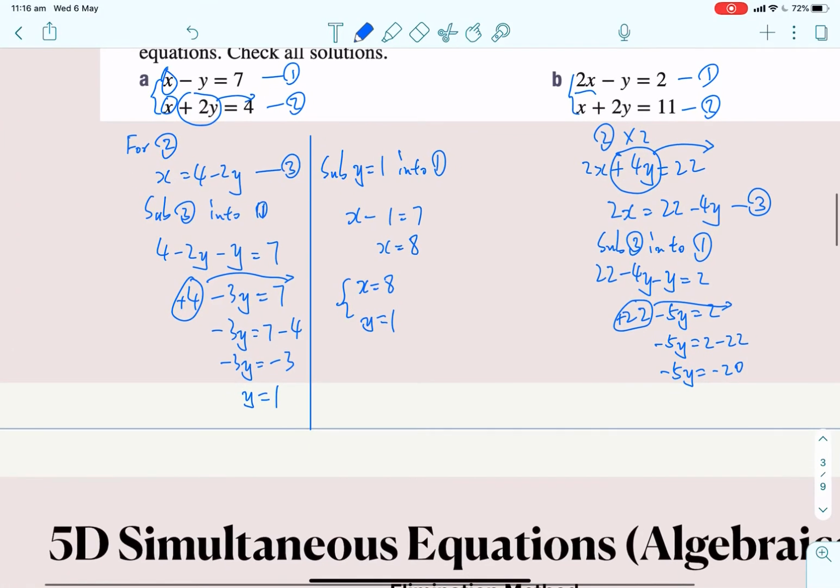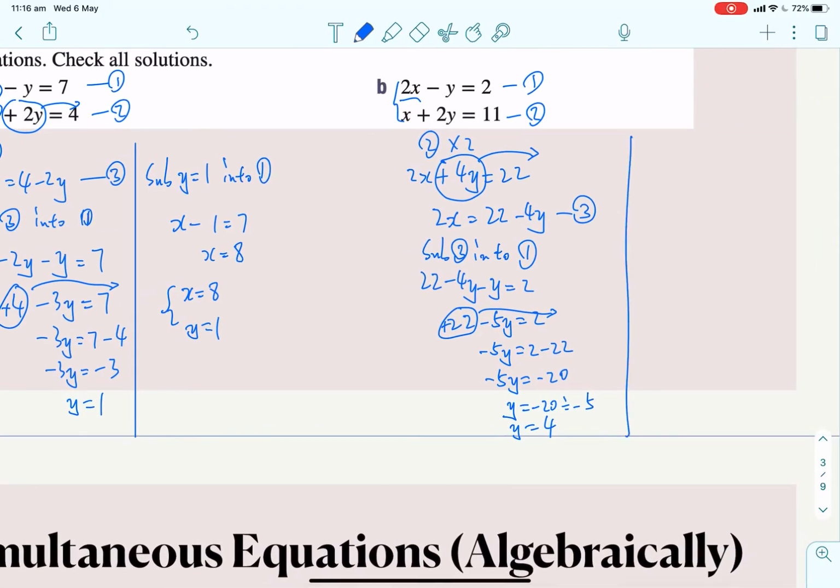Now it's negative 5y times y. So the opposite of times negative 5 is divided by negative 5. So y equals to negative 20 divided by negative 5. So y is 4. Okay. Again, I don't have enough space. I want to go down, but I couldn't. So I'm just going across. So substitute y equals to 4. We can substitute any equation, 1, 2, 3, doesn't matter.